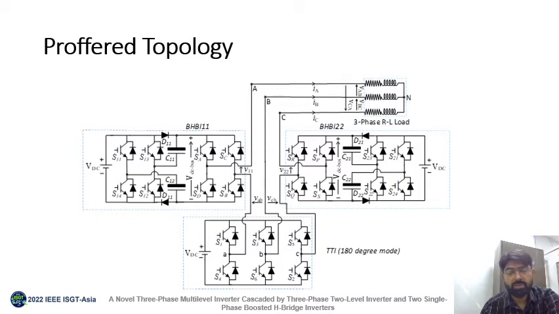This is my proposed topology. It is a cascaded three-phase inverter which consists of three main power modules: BHBI11, BHBI22, and TTI. BHBI is a boosted H-bridge inverter and TTI is a three-phase two-level inverter. BHBI11 is cascaded with TTI at phases A and B, and BHBI22 is cascaded with TTI at phases B and C, which generates a three-phase balanced output voltage. BHBI11 and BHBI22 are cascaded with TTI at a phase difference of 60 degrees.